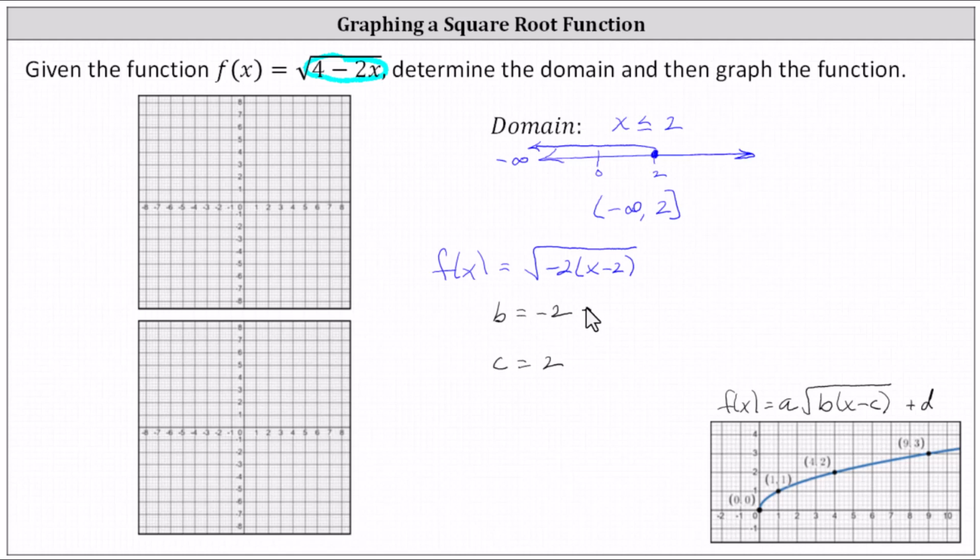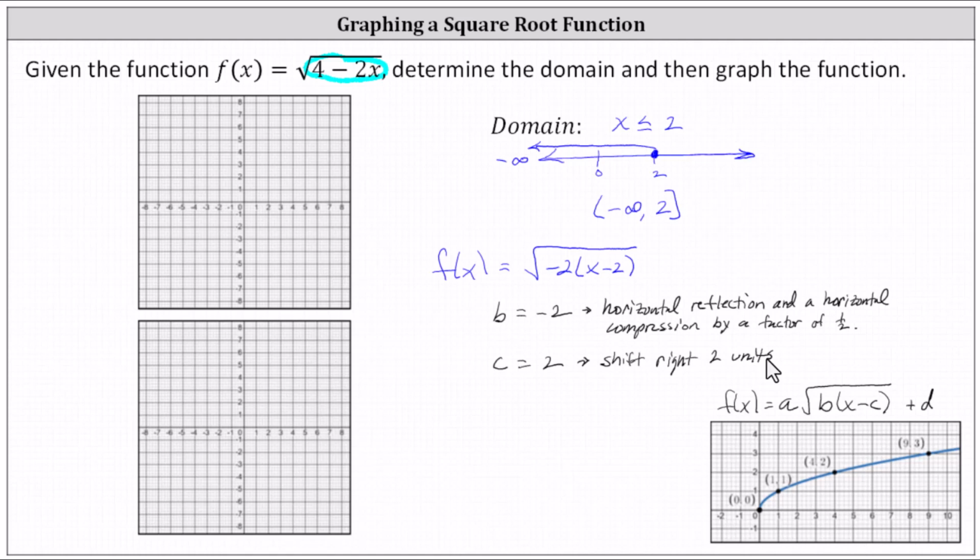So again, we have a horizontal reflection because b is negative, and because of the 2, we have a horizontal compression by a factor of 1/2. And then because c equals 2, we have a shift right 2 units. And now to perform the transformation, we'll use these 4 key points on the graph of the basic square root function.